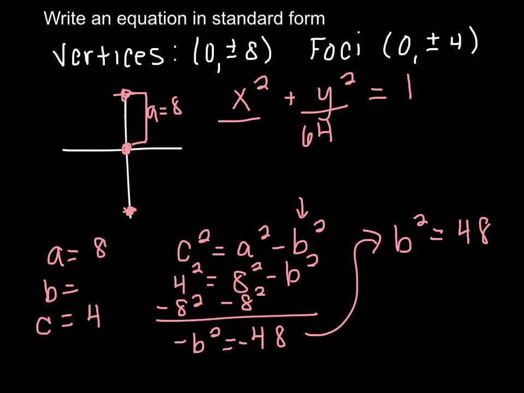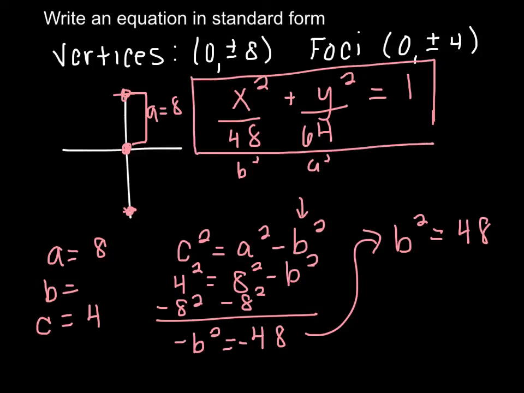So remember, the equation is x squared over b squared plus y squared over a squared. This is a squared. So I know that 48 goes right there. And there's my equation in standard form.